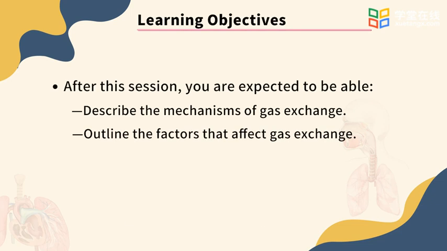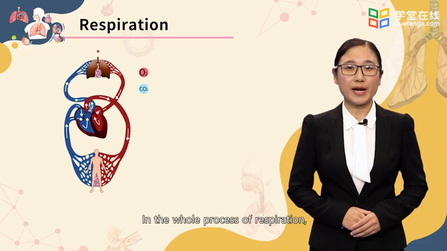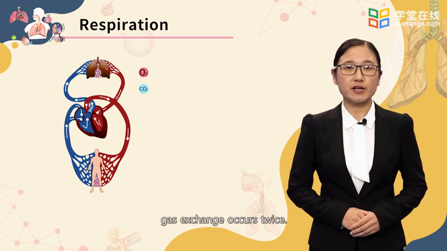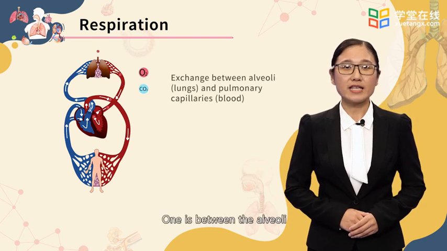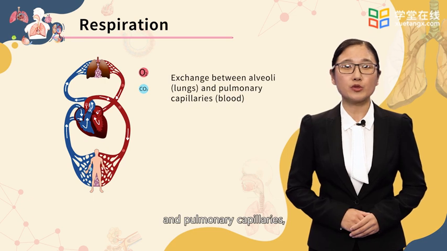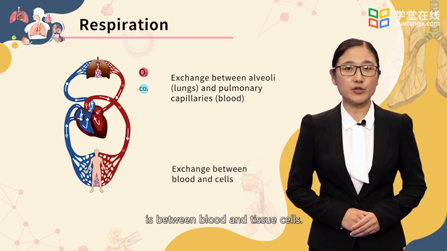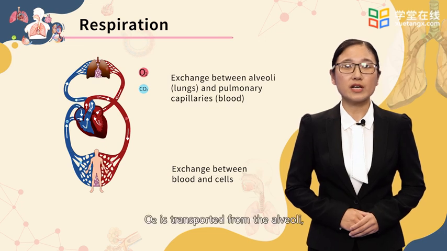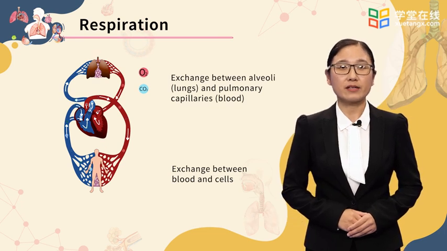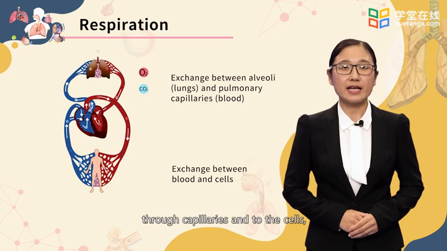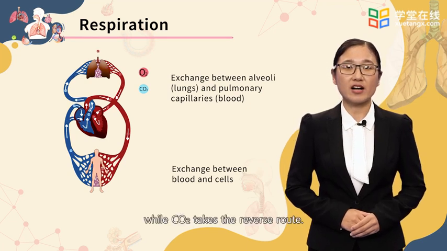After this session, I hope you can describe the mechanism of gas exchange and outline the influencing factors. In the whole process of respiration, gas exchange occurs twice. One is between the alveoli and the pulmonary capillaries, and the other is between blood and the tissue cells. O2 is transported from the alveoli through capillaries and to the cells, while CO2 takes the reverse route.